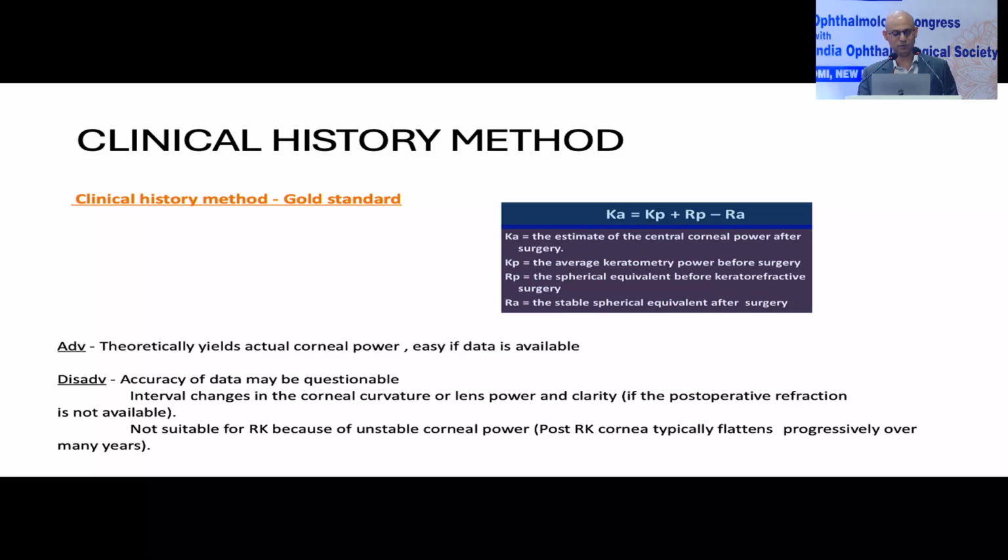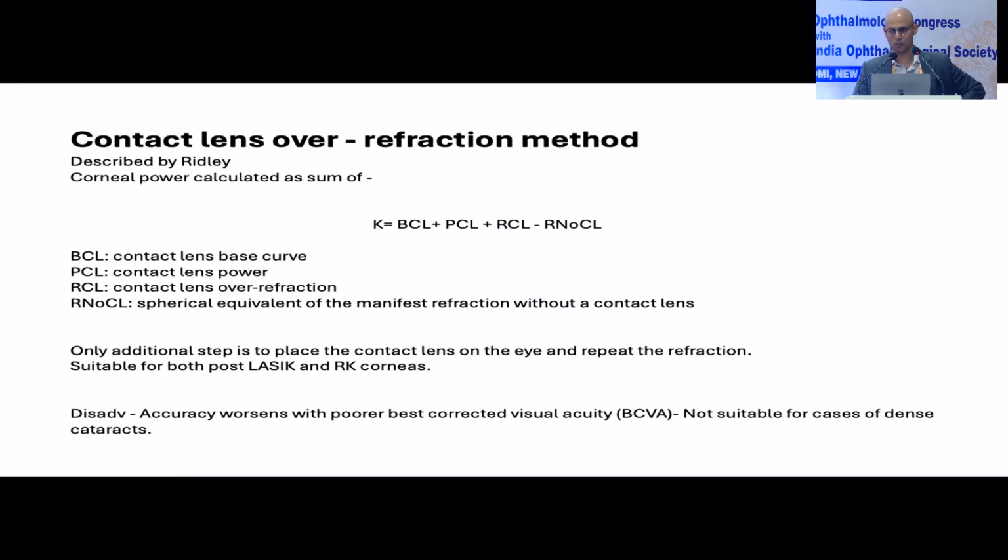In this, sometimes you may have questionable accuracy, you may not have documents, you can't really go on what the patient says. They will say 3 diopters, but it may have been 3 diopters with 2 cylinder, and that totally changes the spherical equivalent. And it's not suitable for RK because of the unstable corneal power, as we know. It keeps changing in RK patients.